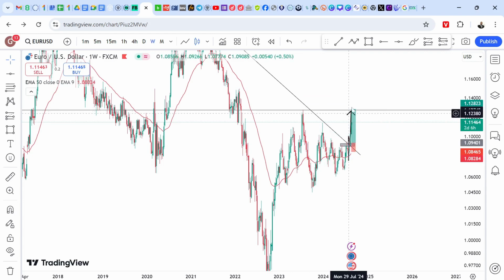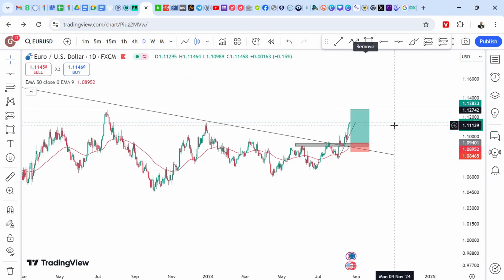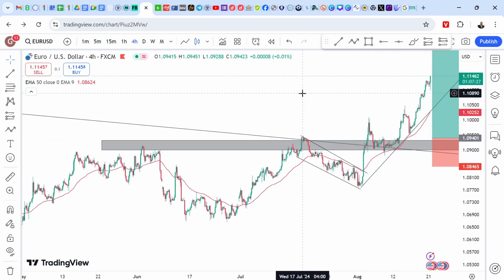So this is how to use trend line to take trades. If you do not know how to effectively use your trend line, you won't know how to take quality setups in the market. You can use this trend line on anything.